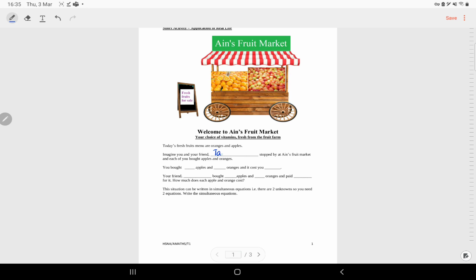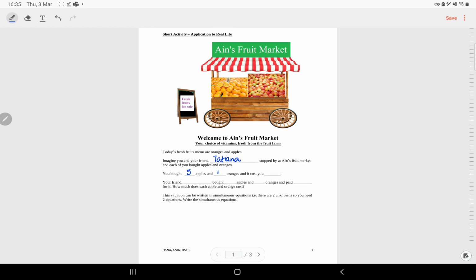Let's say your friend is Tatiana. And let's say, for example, you bought 5 apples and 4 oranges, and that cost you $10. Your friend Tatiana bought 5 apples and let's say 5 oranges and paid $11. So how much does each apple and orange cost?